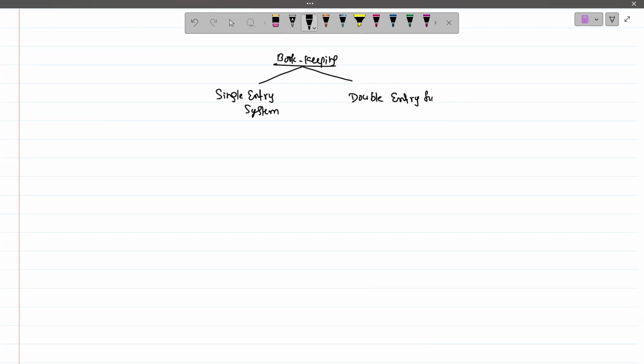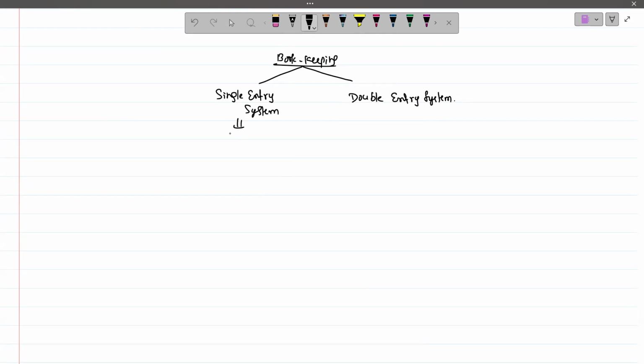Okay. And next, coming to how bookkeeping is done. Generally, bookkeeping is done in two ways. One is the single entry system. Another one is the double entry system. Single entry system and the double entry system.